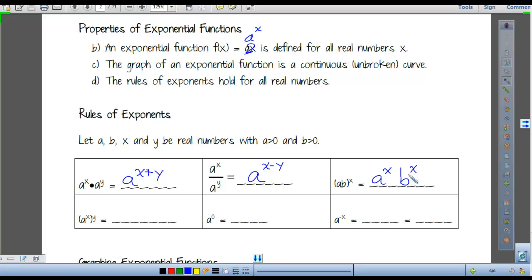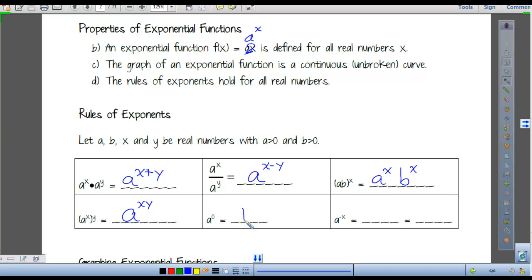Okay. And then here we've got an exponential expression raised to a power, so what do we do with the exponents? Multiply. Okay, a raised to the x times y. All right, we've already used this several times today. A to the 0 is 1, okay, as long as a is not equal to 0, and of course in our definition it's not.